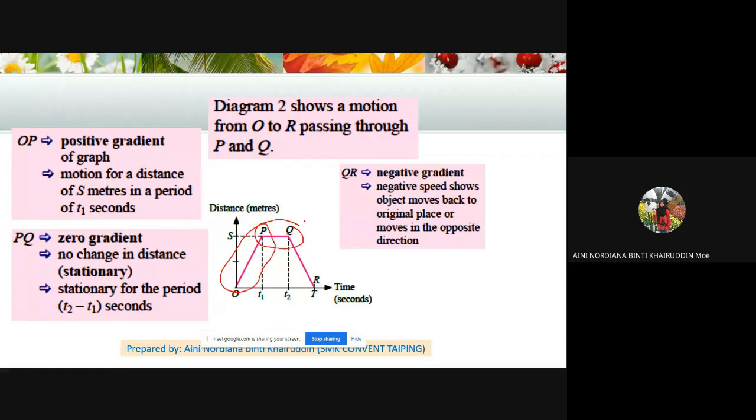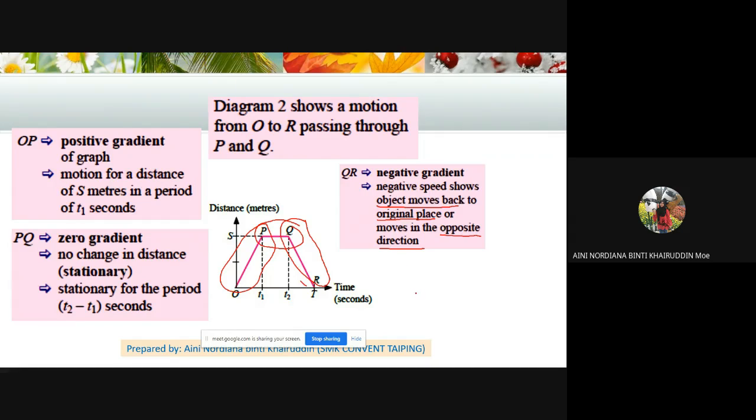Next, Q to R, this is negative gradient. Negative speed show the object move back to original place or move in the opposite direction. So kalau gradient tu value dia negative, ada dua kemungkinan lah. The first one, object move back to the original place, patah balik lah. Atau move in the opposite direction.